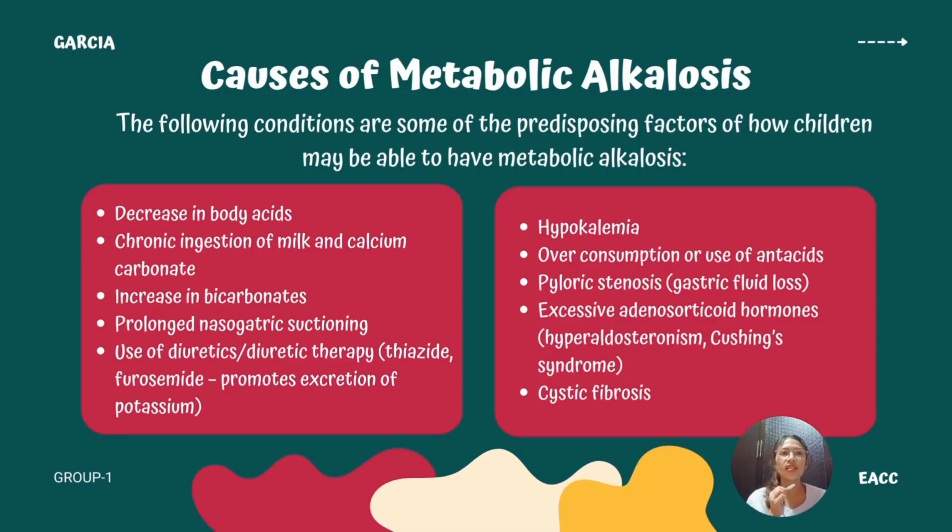Para naman sa mga causes ng metabolic alkalosis, meron decrease in body acids, chronic ingestion of milk and calcium carbonate, increase yung bicarbonates, prolonged nasogastric suctioning, yung paggamit ng diuretics or diuretic therapy, thiazide, furosemide, which is nagpo-promote ng excretion of potassium. And then ito nga, nagkaroon na ng hypokalemia and overconsumption of antacids, pyloric stenosis or gastric fluid loss, and excessive adrenocorticoid hormones, hyperaldosteronism, Cushing syndrome, and cystic fibrosis.